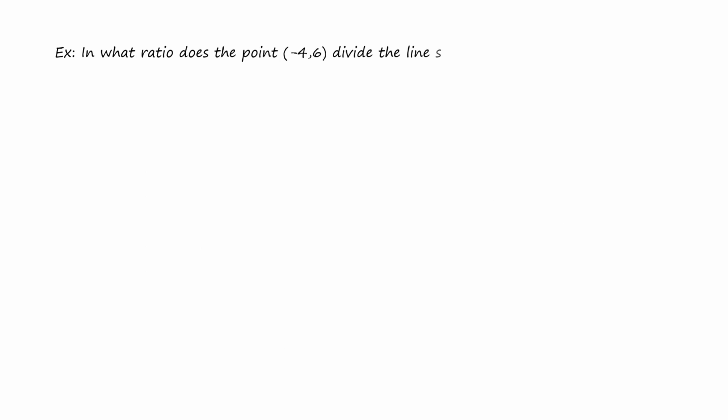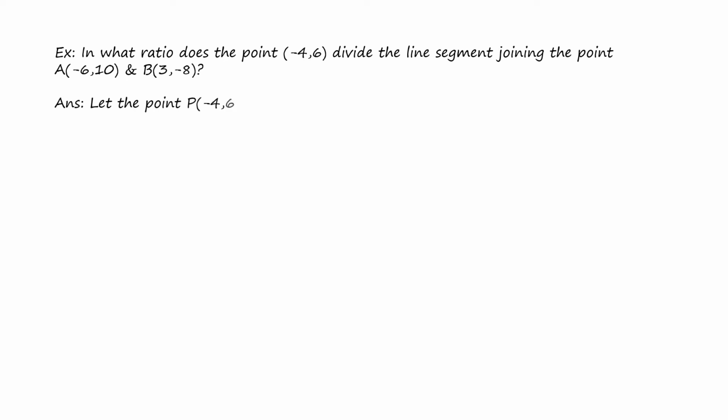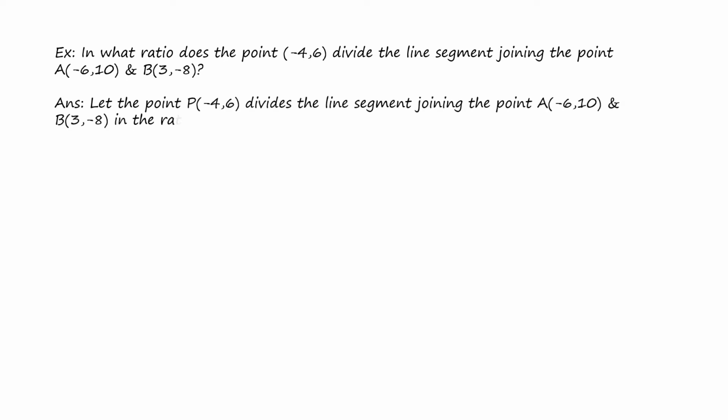In what ratio does the point (-4, 6) divide the line segment joining the points A(6, -10) and B(3, -8)? Let the point P(-4, 6) divide the line segment joining the points A(6, -10) and B(3, -8) in the ratio k is to 1.